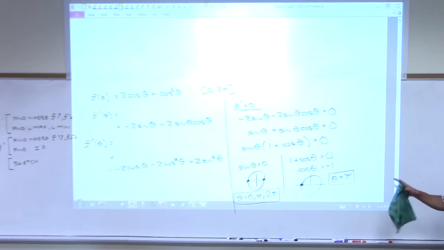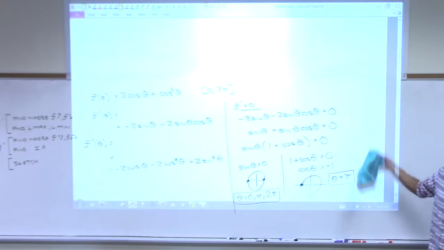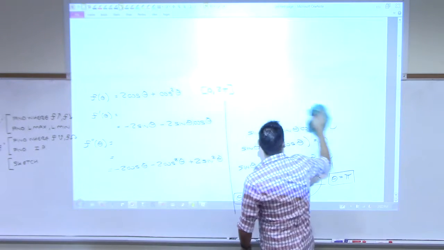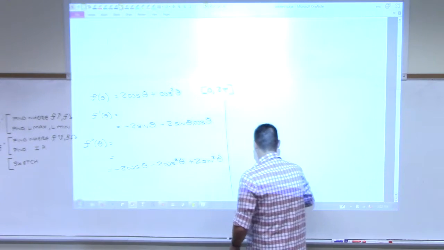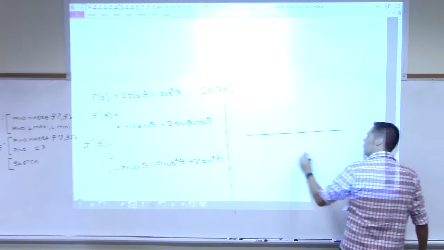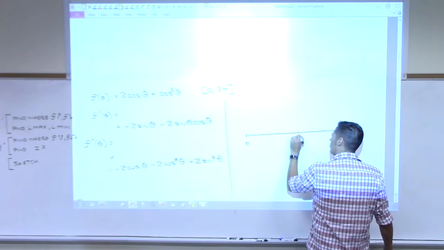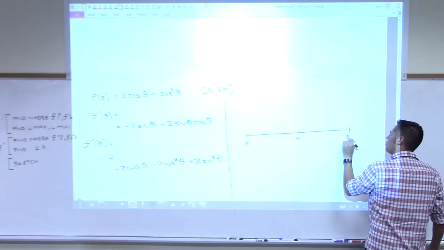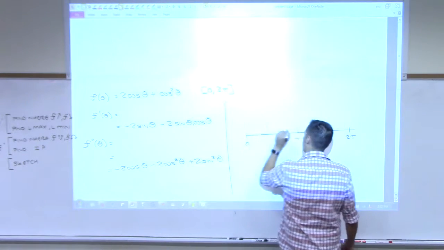If we're going to do max and min, how are we going to do that? Number line, good. Number line's the next step. Plot these critical numbers on your number line. All right, so here's my number line. And I have what? 0, pi, and 2 pi. And this splits my number line up, doesn't it?